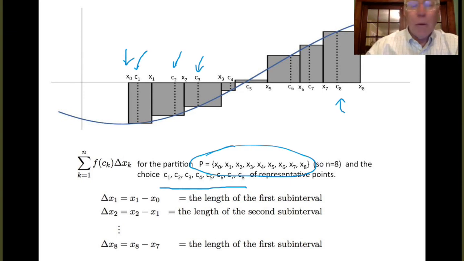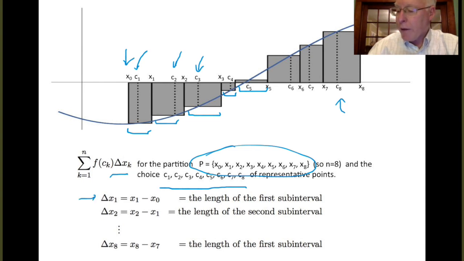Now finally, we have these delta x sub k's out here, and these delta x sub k's denote, again, those might be different if we're using an uneven partition. And so delta x1 is just x1 minus x0, and that gives us the width of that first interval, just the length of that first interval up there. Delta x2, x2 minus x1, gives us the width of this next interval, or the width of the second rectangle, and so forth.